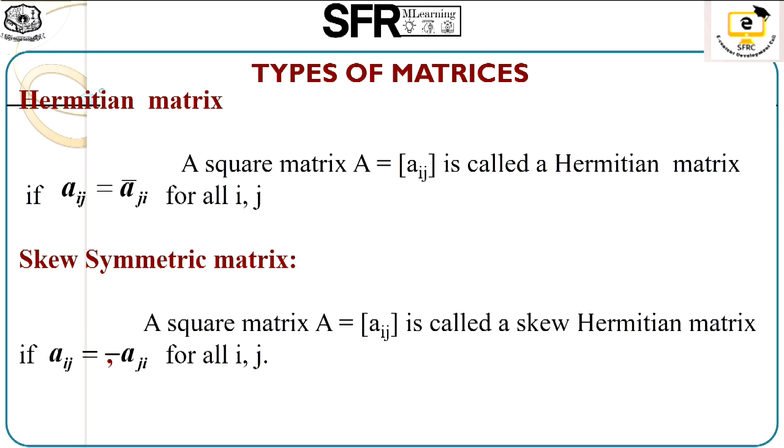Next is Hermitian matrices. A square matrix A equal to Aij is called a Hermitian matrix if Aij is equal to the conjugate of Aji, that is, Aji bar, for all i, j. Skew Hermitian matrix means a square matrix A equal to Aij where Aij equals minus the conjugate of Aji.